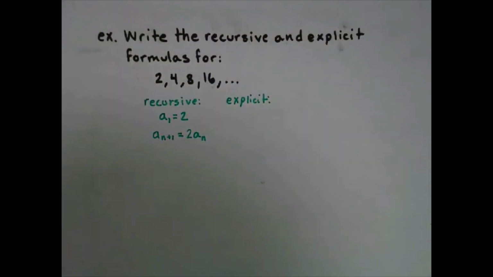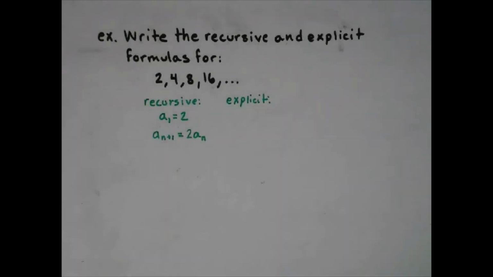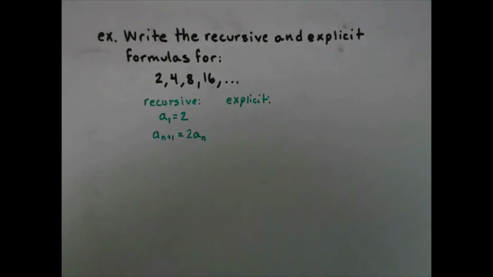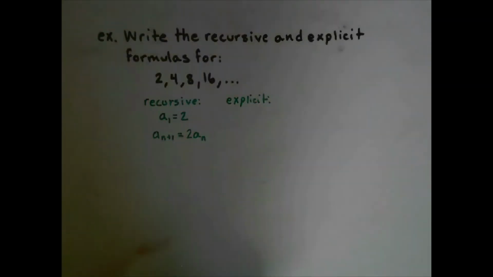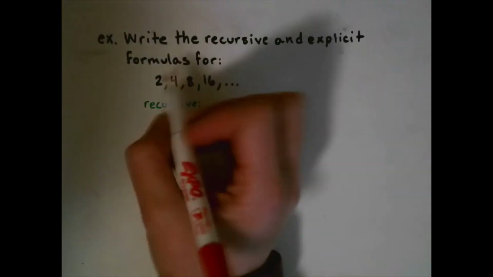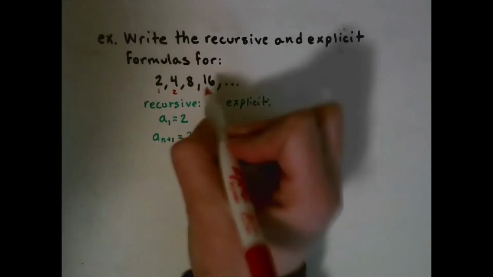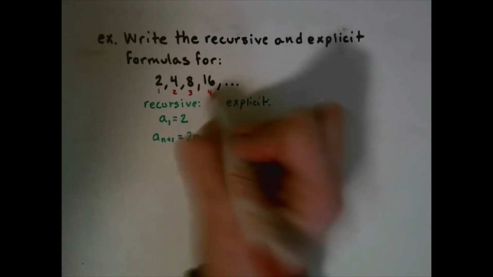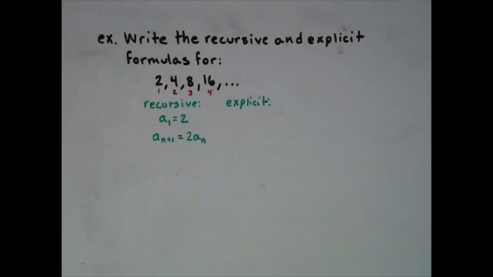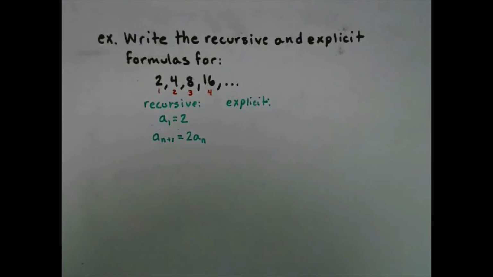Again, this particular sequence will have a special name coming up, and we will have a formula for writing the explicit formula, but for right now we can just do some trial and error. So again, this is 1, 2, 3, 4. I want to be able to plug in 1 and get 2, plug in 2 to get 4, plug in 3 to get 8, and plug in 4 to get 16.